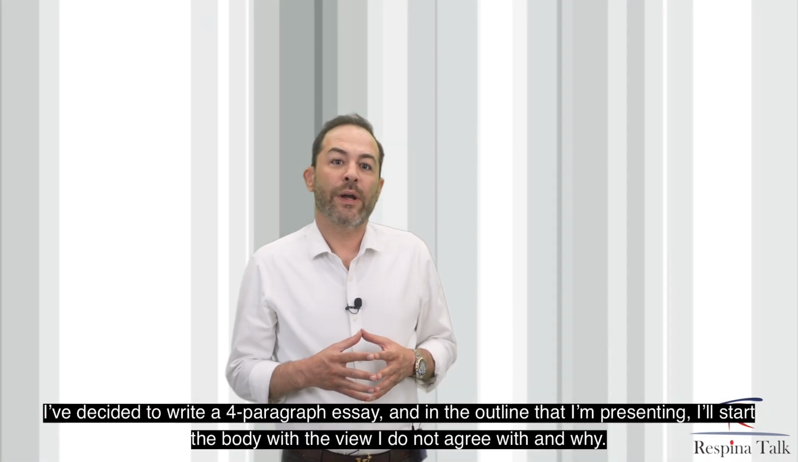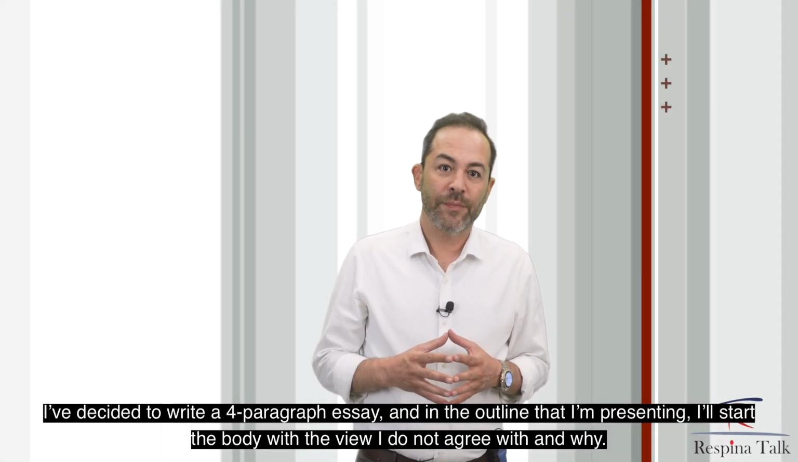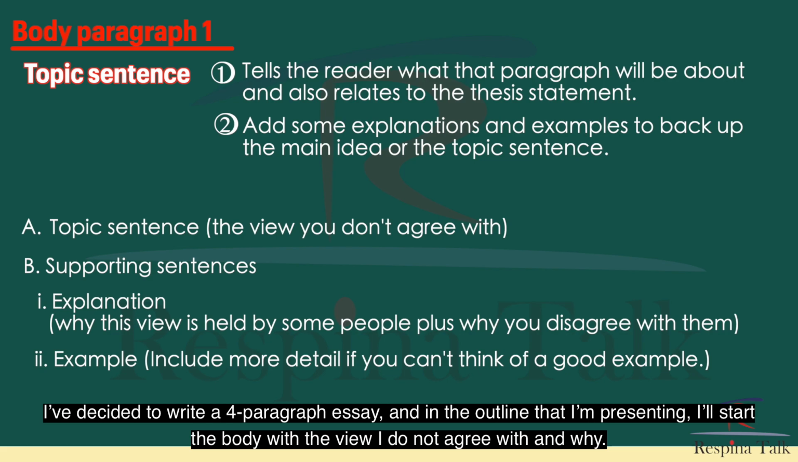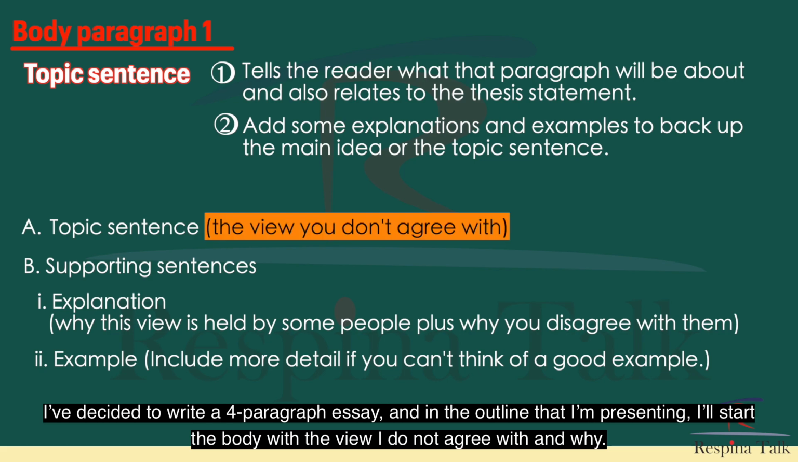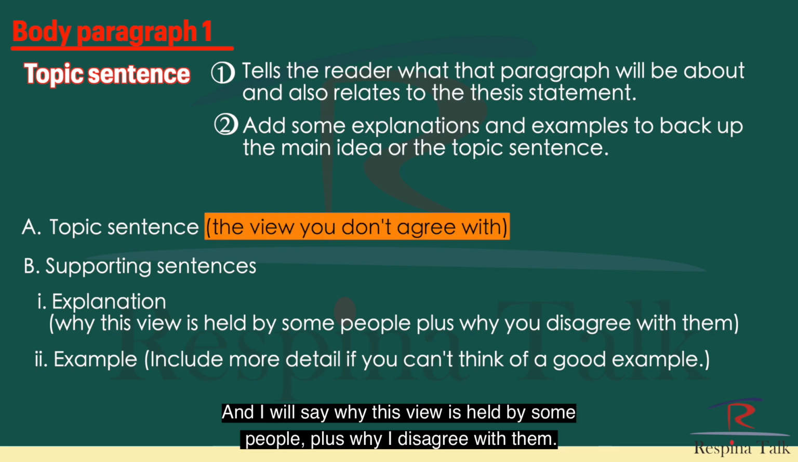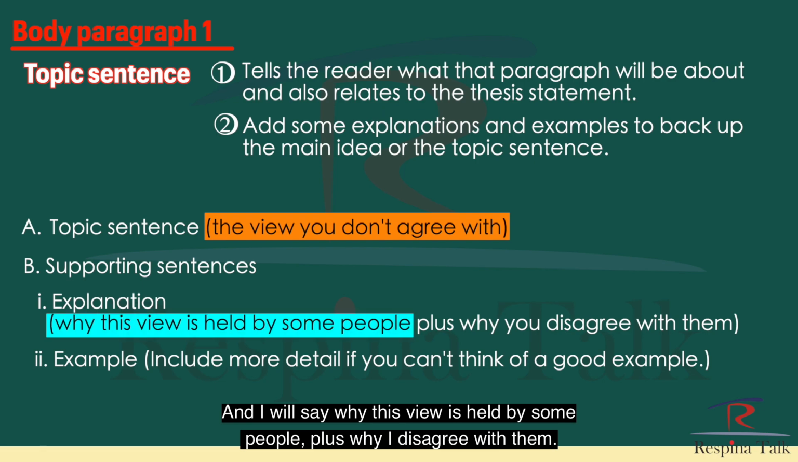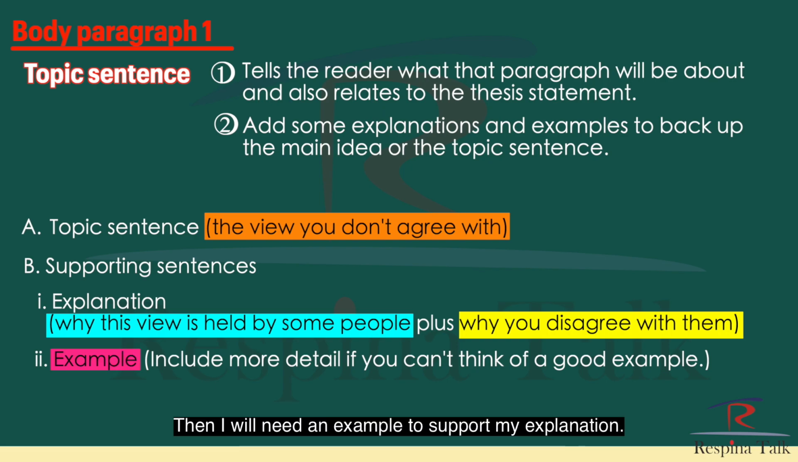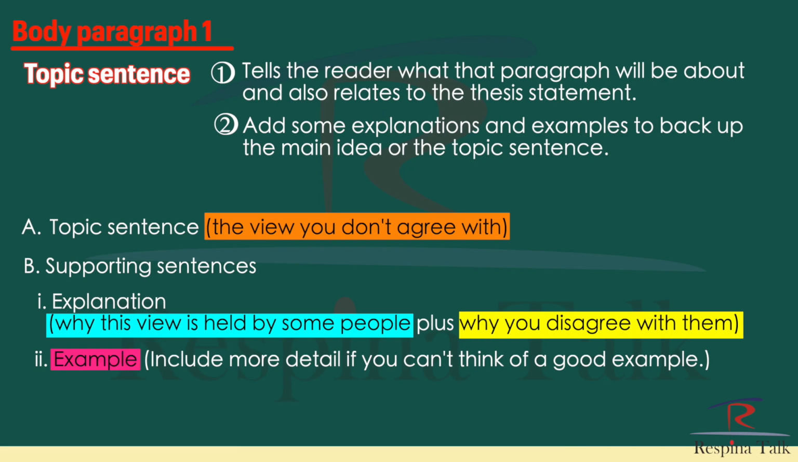I have decided to write a 4-paragraph essay, and in the outline that I'm presenting, I will start the body with the view I do not agree with and why. And I will say why this view is held by some people, plus why I disagree with them. Then I will need an example to support my explanation.